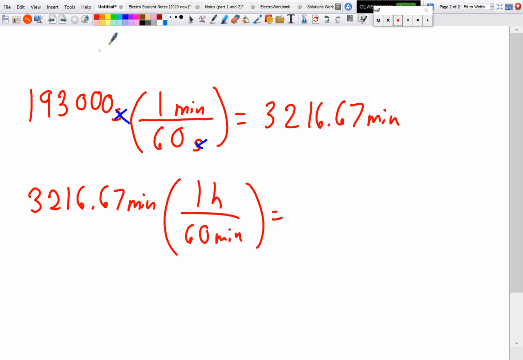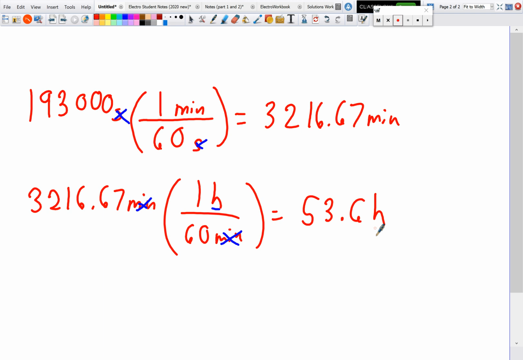So if we set up our equation like this, now we can see that minutes in the numerator, minutes in the denominator, they cancel out. The unit we're left with is hours. And of course, if we solve this equation as it shows up, we get an answer of 53.6 hours, which of course is reasonable.